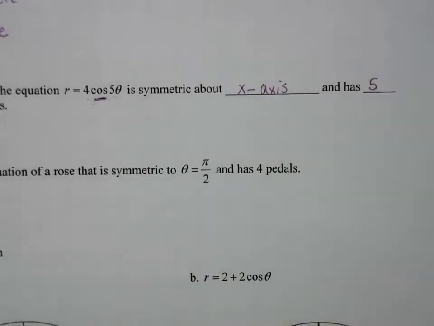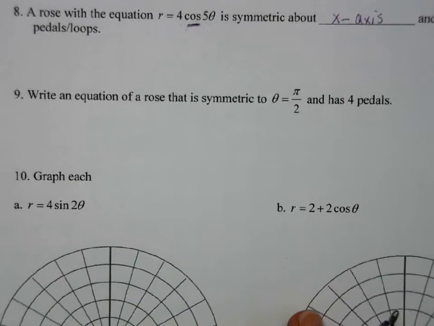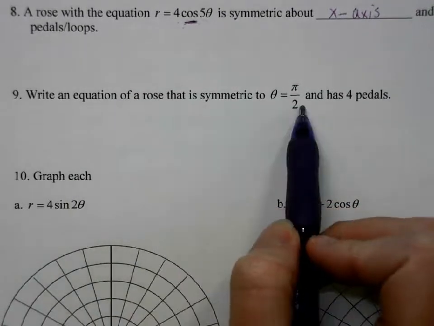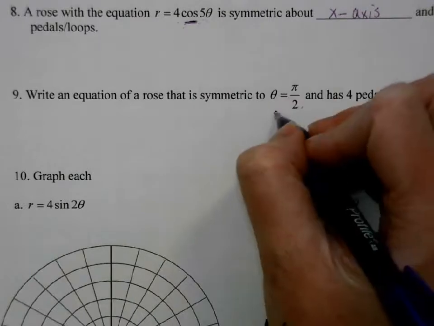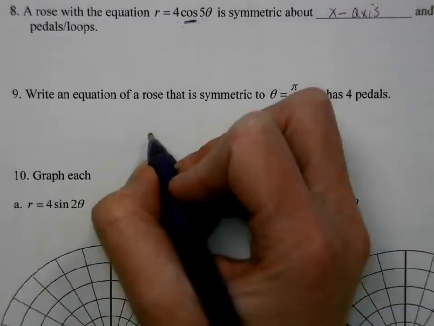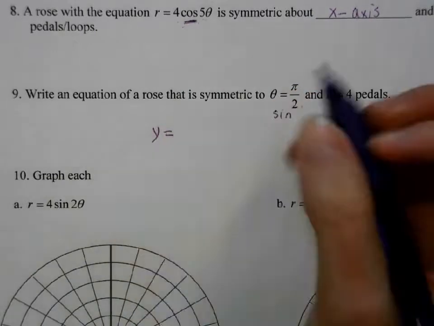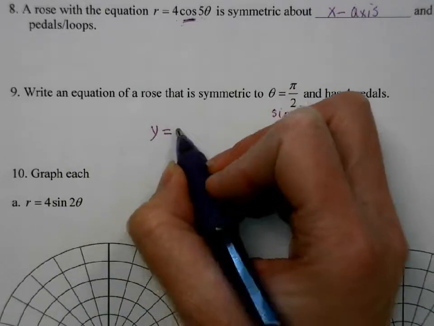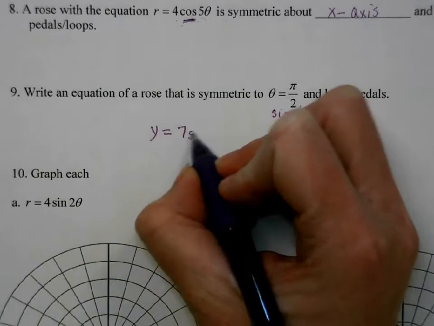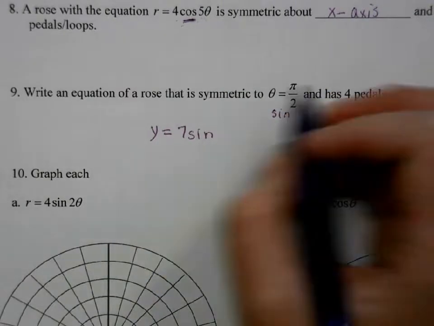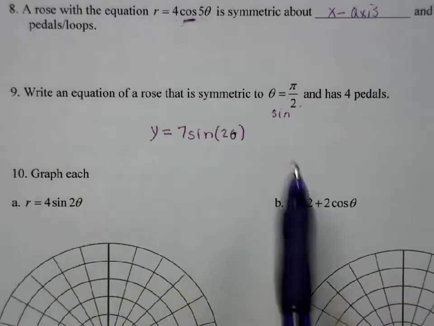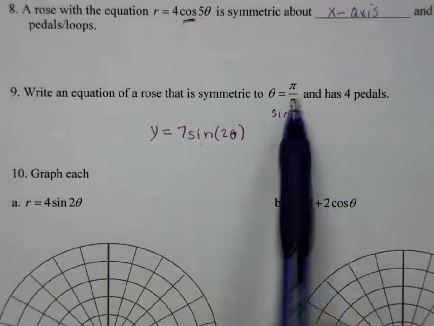So write an equation that is symmetric to pi/2, or the y-axis, which means it's going to be sine, and has 4 petals. So it's going to be r equals any number, so you can write whatever. 1, 2, let's do 7. Why not? Sine, and then if it has 4 petals, on the inside we're going to have 2 theta. So again, this makes it symmetric to this. 2 theta makes it have 4 petals. 7's just there because.